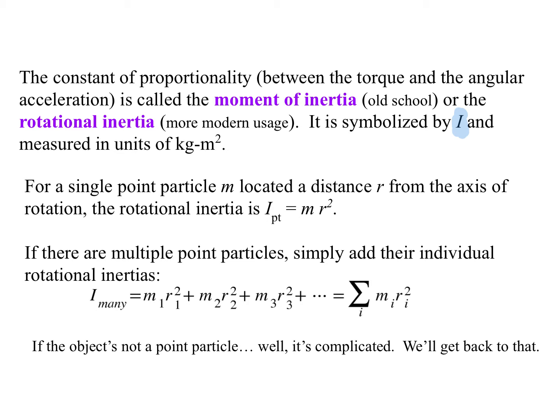For a single point mass m located a distance r from the axis of rotation, the rotational inertia is m r squared. And that's one they do kind of expect you to know.